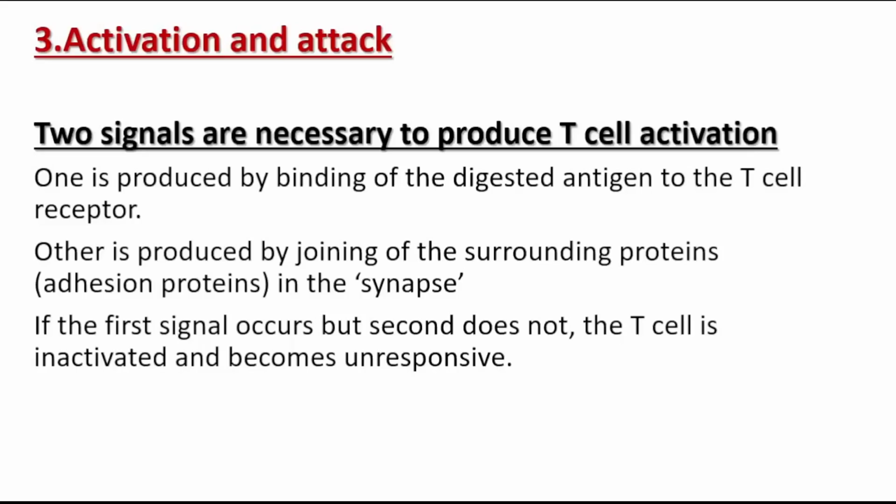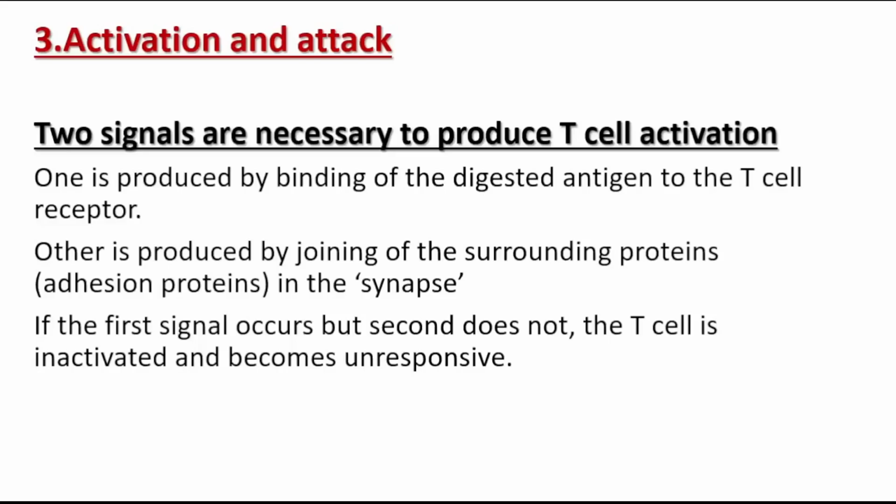Moving on to the final stage, that is activation and attack. So two signals are necessary to produce T cell activation. One is produced by binding of the antigen to the T cell receptor, that we have already said. The other one is produced by joining of the surrounding proteins called adhesion proteins in the synapse. Synapse means the junction where the helper T cell is binding to the antigen which is present on the antigen presenting cell attached to the MHC protein.